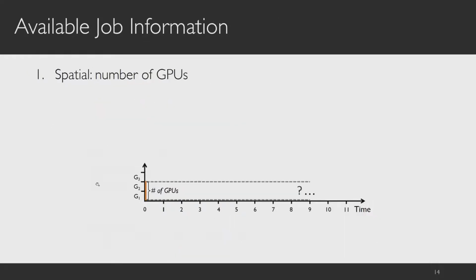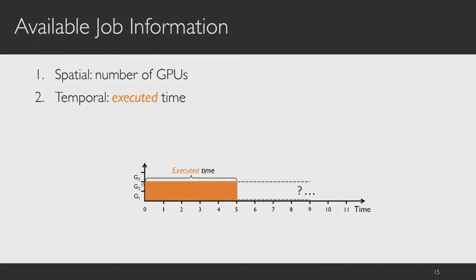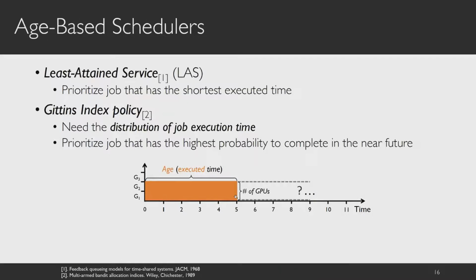A good way to visualize that temporal and spatial aspect is to use these coordinates. We have the time axis here, for whatever unit of time it is, and then we have the number of GPUs on the y-axis. The first job executed for 5 units of time and uses 2 GPUs, so it is represented by this rectangle, the area of this rectangle.